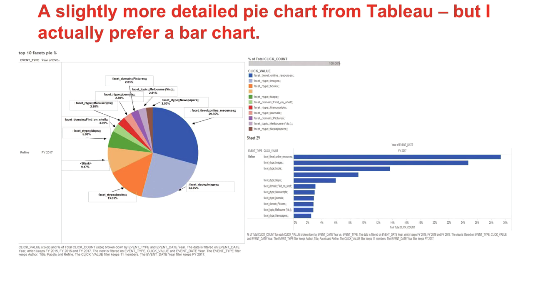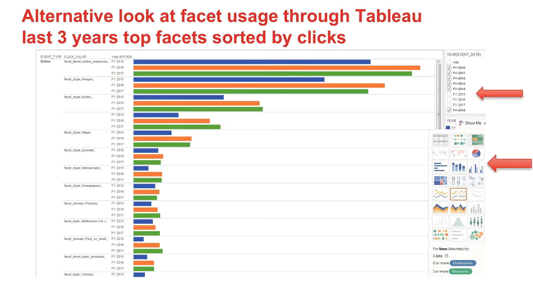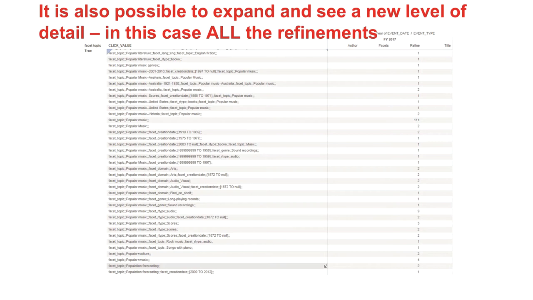Using Tableau, I can also change the time period I want so that I'm in fact showing 3 years, not just 1 year. And it also shows two of the facilities in Tableau that I can change very quickly using the year, change the time period covered, and it also provides me with a clear list of options to use for the charts. Slightly better than being given a chart that simply repeats the information in the table. It's also possible to expand and see a new level of detail. In this case, all the refinements, and all the refinements in this case are of the facets people use.